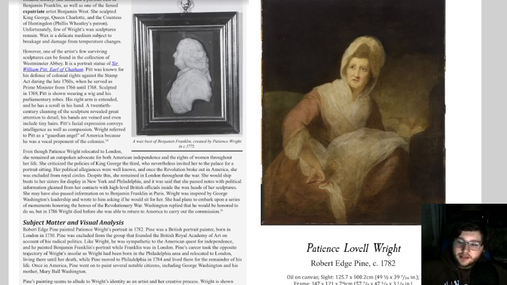Like Wright, he was sympathetic to the American quest for independence, and he painted Benjamin Franklin's portrait while Franklin was in London. Pine's career took the opposite trajectory of Wright, insofar as Wright had been born in Philadelphia and relocated to London, living there until her death, while Pine moved to Philadelphia in 1784 and lived there for the remainder of his life. Once in America, Pine went on to paint several notable citizens, including George Washington and his wife, Mary Ball Washington.